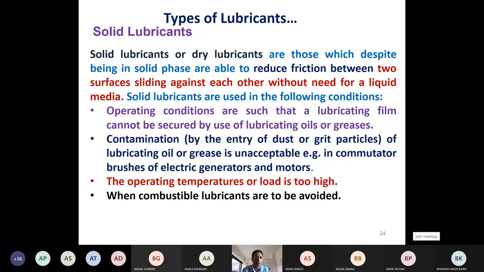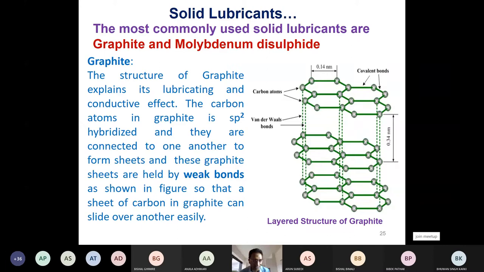We also use solid lubricant when combustible lubricants are to be avoided. If we can't use combustible lubricant in such a condition, then we have to use solid lubricant. Examples of solid lubricants are graphite and molybdenum sulfide. You are familiar with graphite.